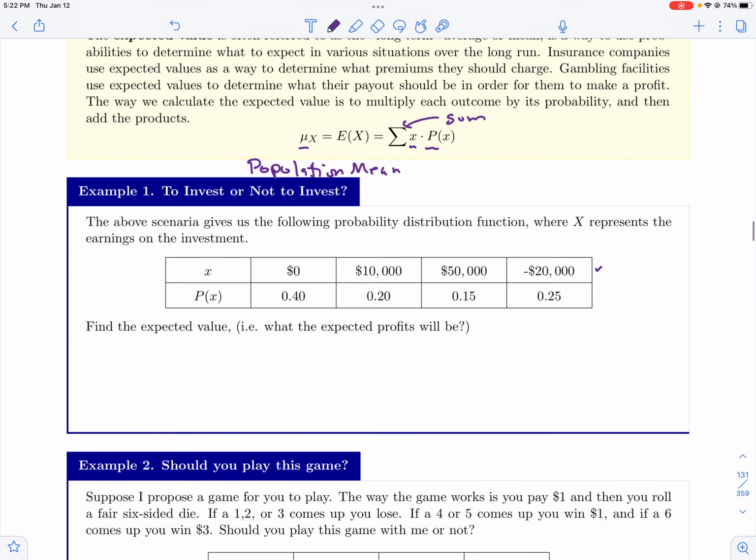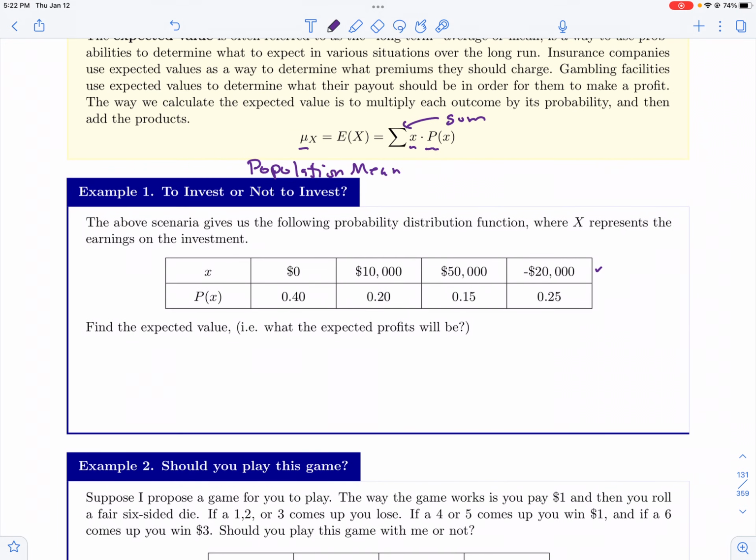For this one, we've got the probability distribution function where this is represented by the earnings on some kind of investment. So we've got our zero, or a chance of breaking even, is going to be a 40% chance. A chance of making $10,000 is going to be a 20% chance. A chance of making $50,000 is going to be a 15% chance. And then we have a 25% chance of losing $20,000. So that's what the negative means for that.